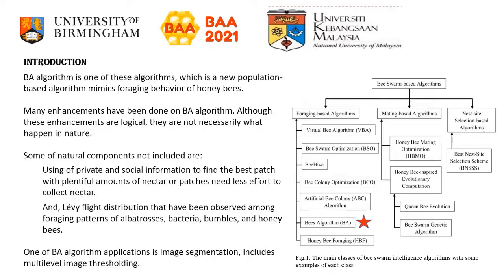So this is the introduction to BA. Figure 1 shows the main classes of bee swarm intelligence algorithms with some examples of each class. Looking at this figure, bee swarm-based algorithms consist of three groups: foraging-based algorithms, mating-based algorithms, and nest site selection-based algorithms. Our focus in this presentation will be on the algorithm I marked with a red star here.